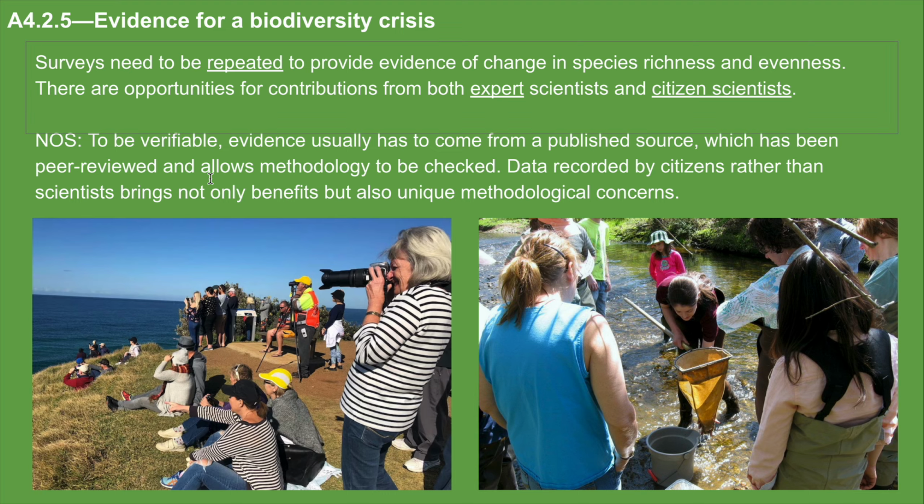To be verifiable, evidence usually has to come from a published source that has been peer-reviewed and allows methodology to be checked. Data recorded by citizens rather than scientists brings not only benefits, right? There's only so many scientists, but a lot of citizen scientists out there who are willing to help, but it also brings unique methodological concerns. If those citizens are not trained scientists, then they may not understand some scientific principles like controlling everything else in an investigation besides the one thing you're changing, or the importance of random sampling.